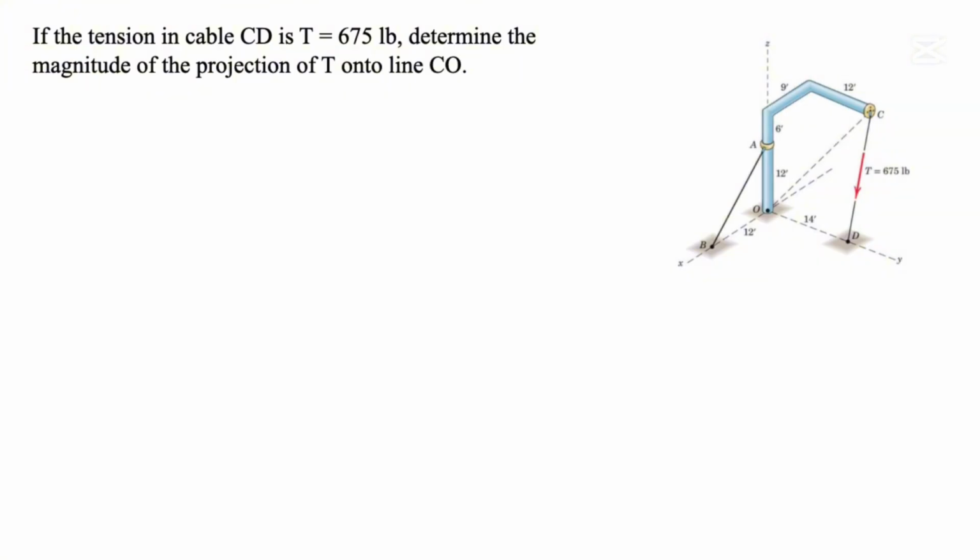So for finding the projection of T on CO, we can call it TCD. We need the dot product of T and CO. Both are in vector format. So we need to find T, which is the tension in cable CD in a vector format. And for CO, we can find the unit vector. All we need to do is find this value, which would be the magnitude of the projection. So let's figure out T and CO in a vector format.